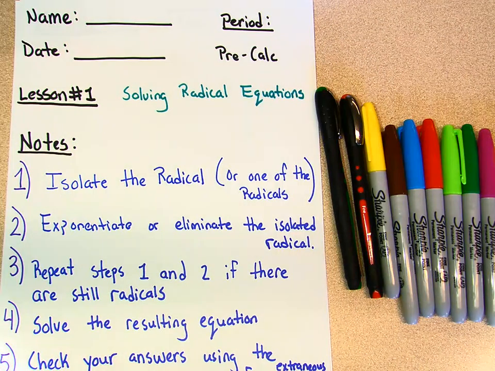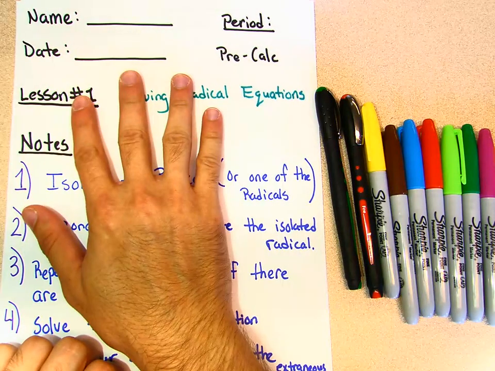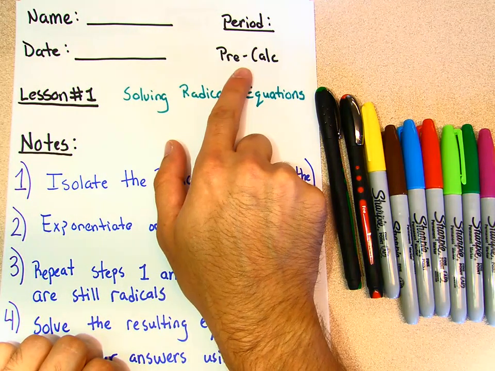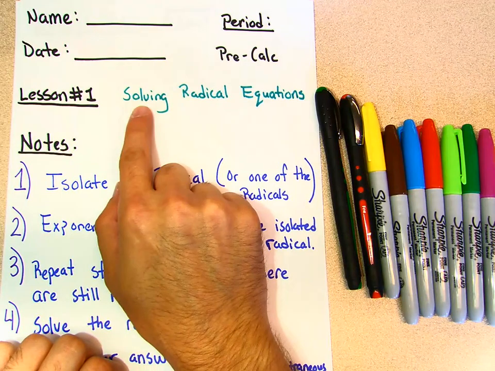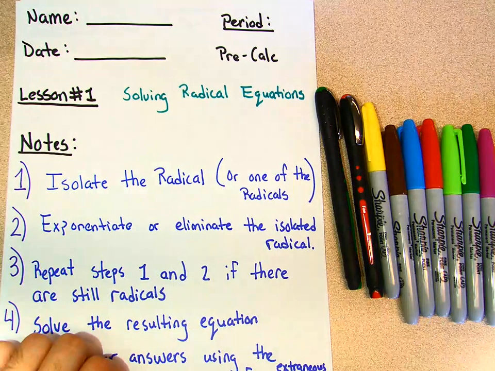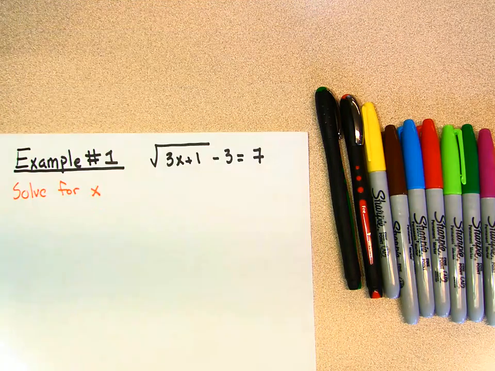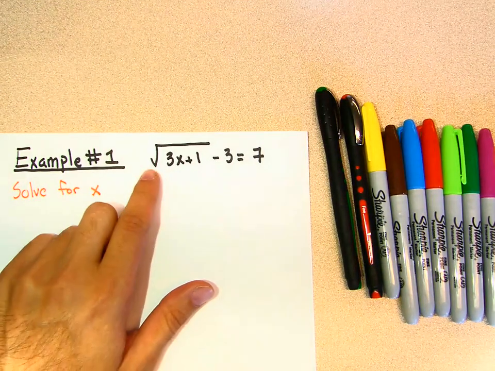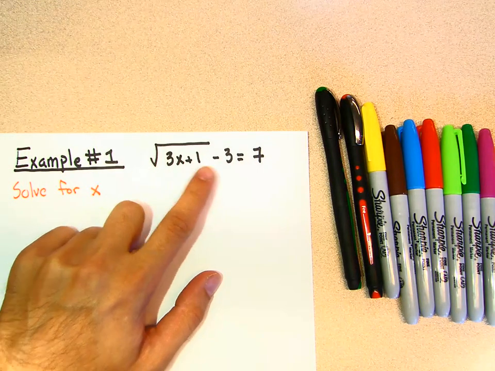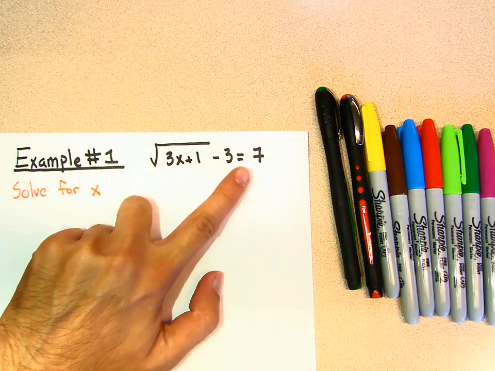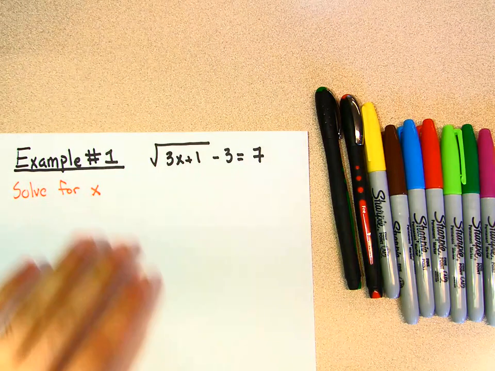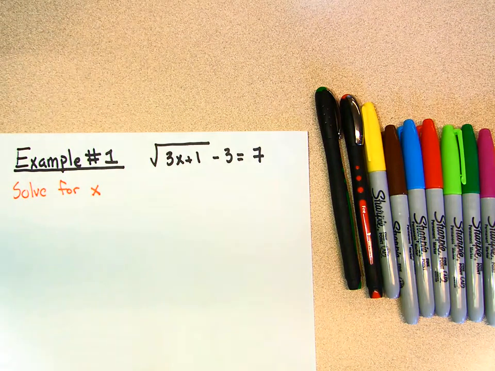So, what is the first lesson of review for Precalculus? You guys are the sharks right now. Remember, it's going to be solving radical equations. So what does that look like? It'll look something like this, right? If I say square root of 3x plus 1 minus 3 equals 7, solve for x, there are some things we need to do, okay?